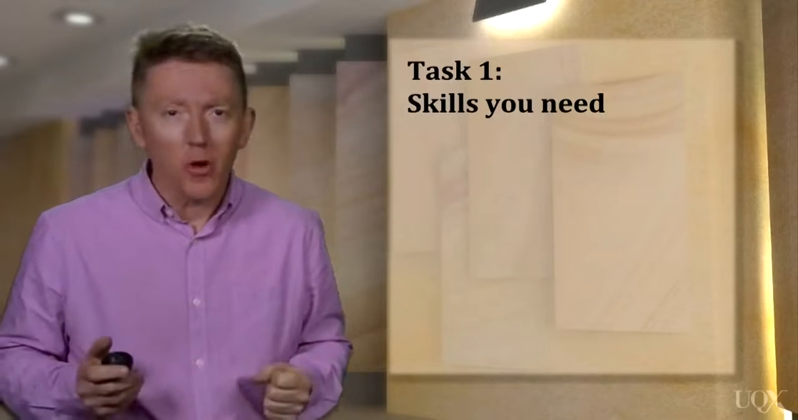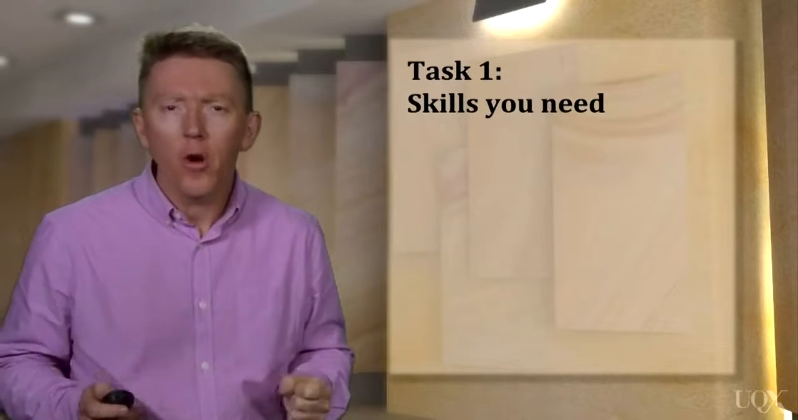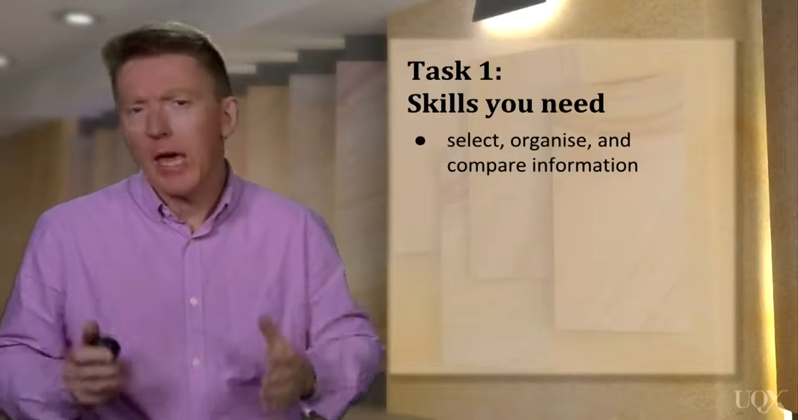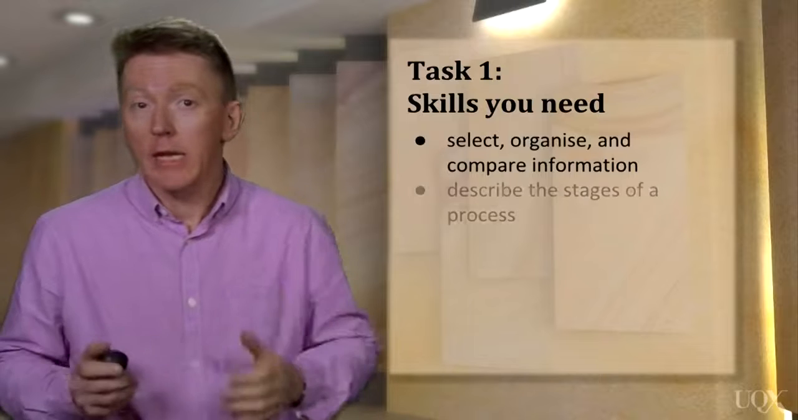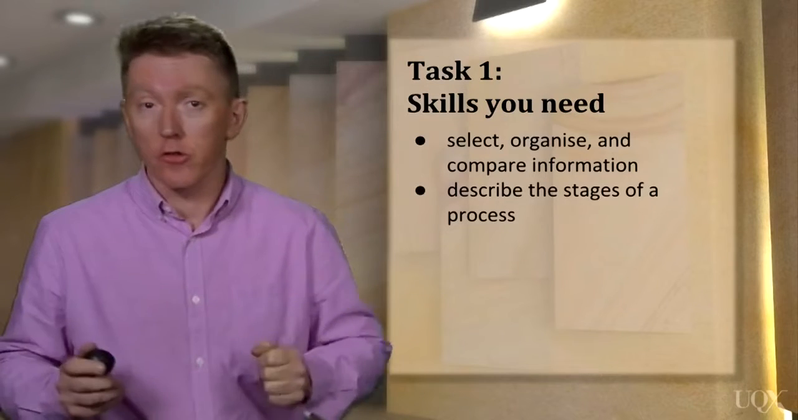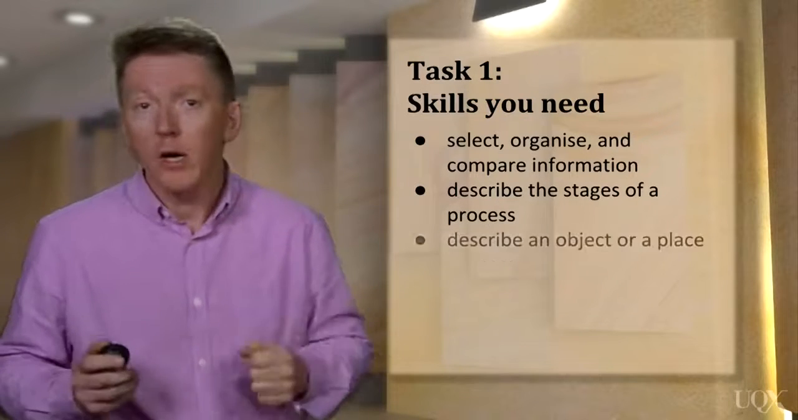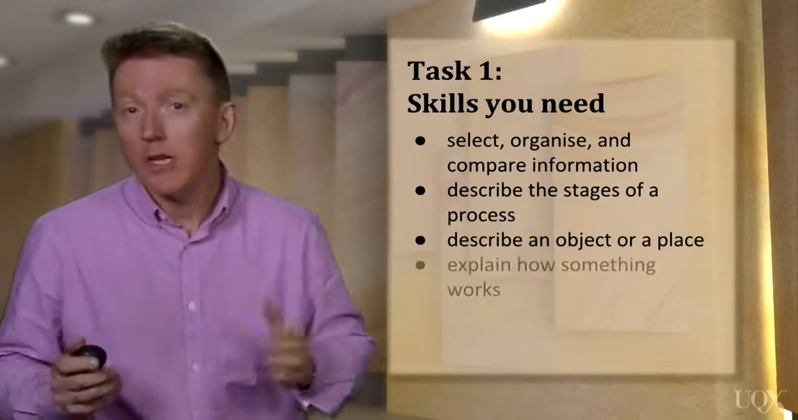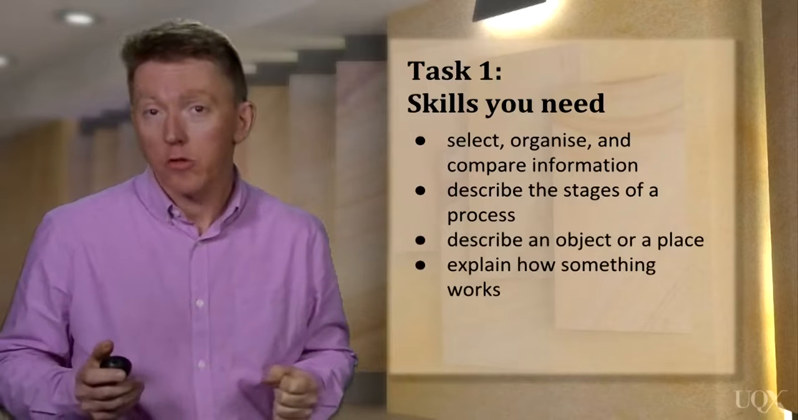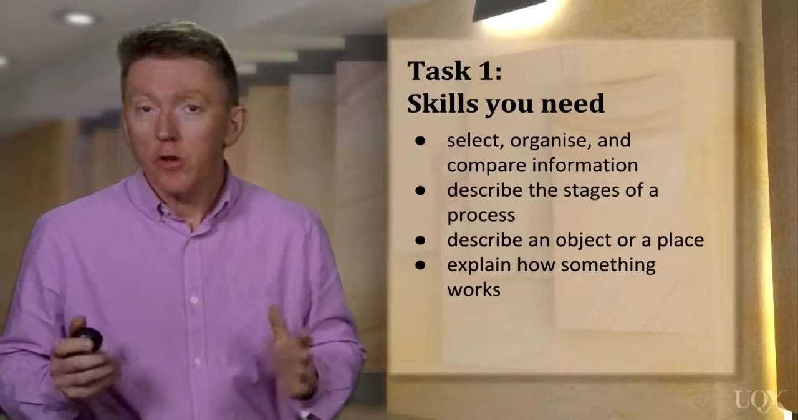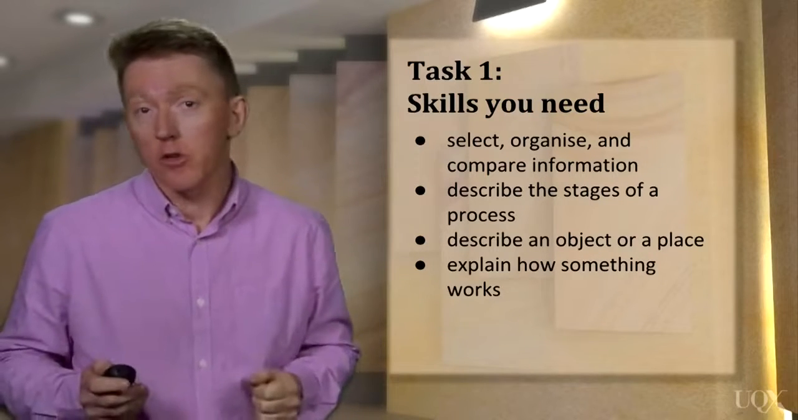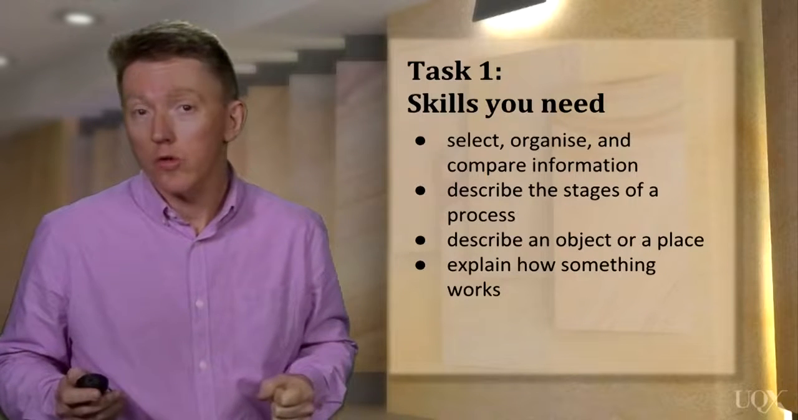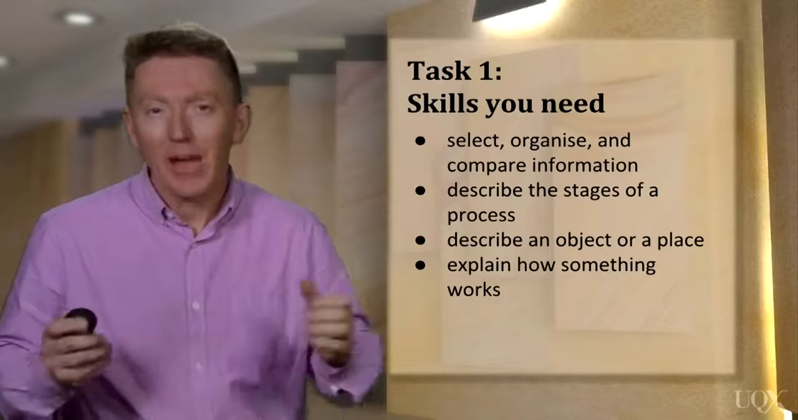So, how can you do well in Task 1? In order to do a good job, you need to be able to do the following things: select, organise, and compare information. You may need to be able to describe the stages of a process, or describe an object or place, or perhaps you will need to explain how something works. You'll do this using the information you can see in the visual. Throughout the rest of the writing module of the IELTS academic course, you will have an opportunity to practice these skills.